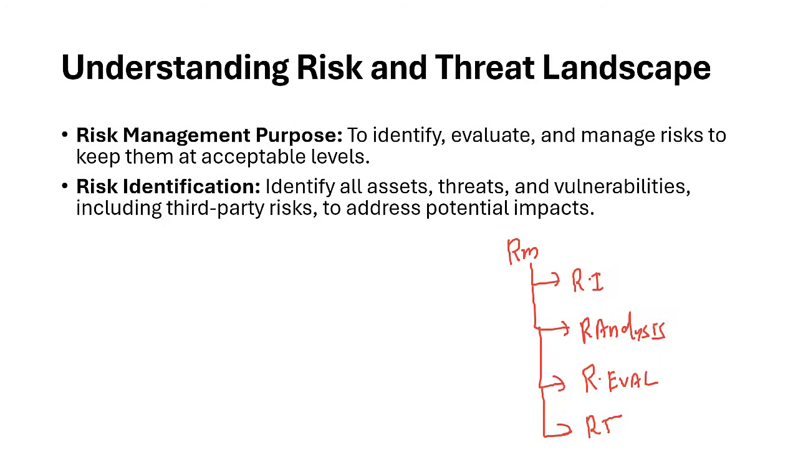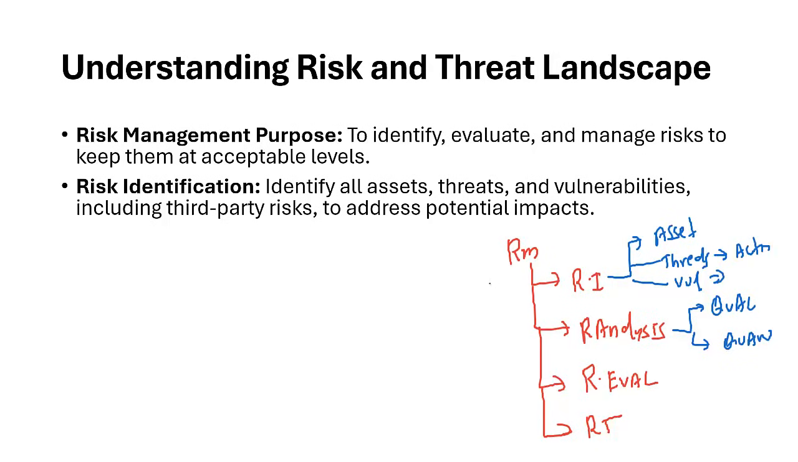Now, risk identification includes identifying assets, identifying threats, and identifying vulnerabilities. Under risk analysis, we have 2 types: qualitative and quantitative. Because in risk identification, a threat is an action that you perform, and a vulnerability is a weakness.